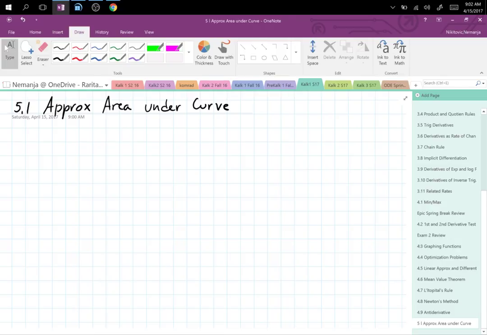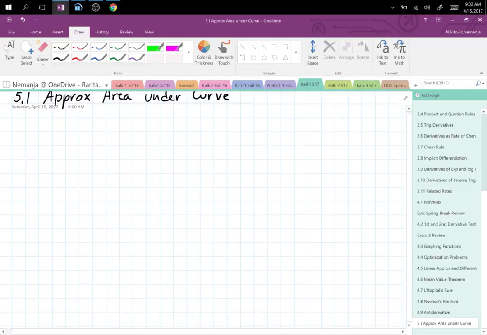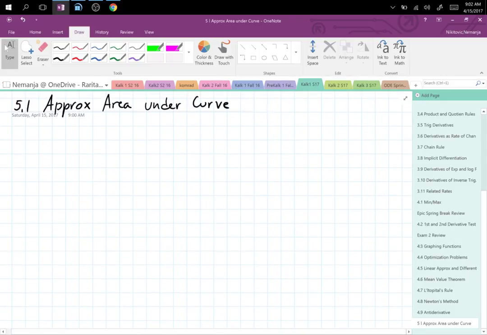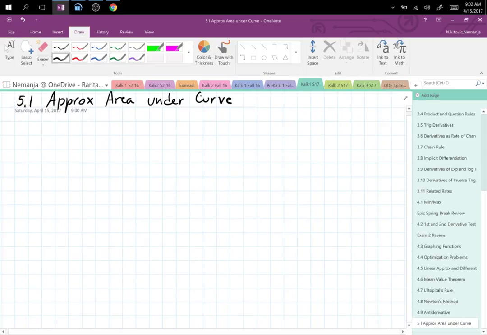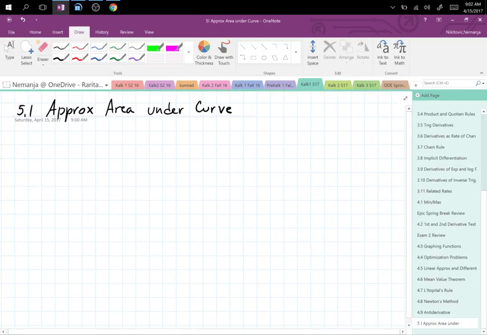Today we are starting chapter 5. We're going to talk about integration, and we are going to see what it means eventually and some interesting facts about it. So we are going to start with approximating area under the curve, which will eventually build into what we know as definite integral through something called Riemann sums. We'll get there.